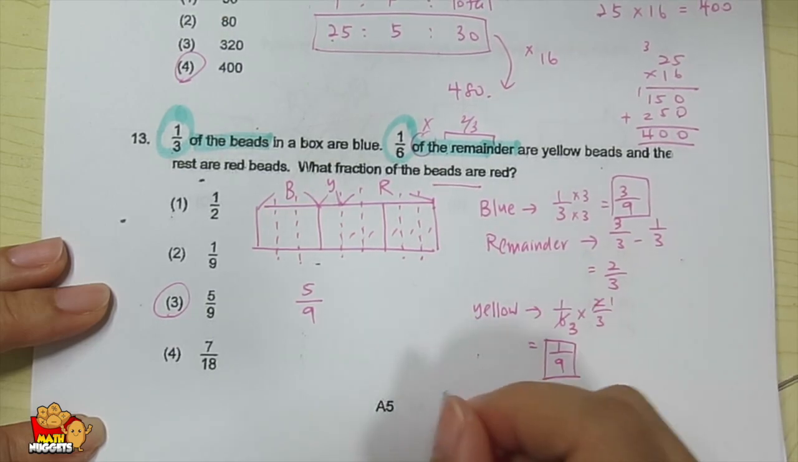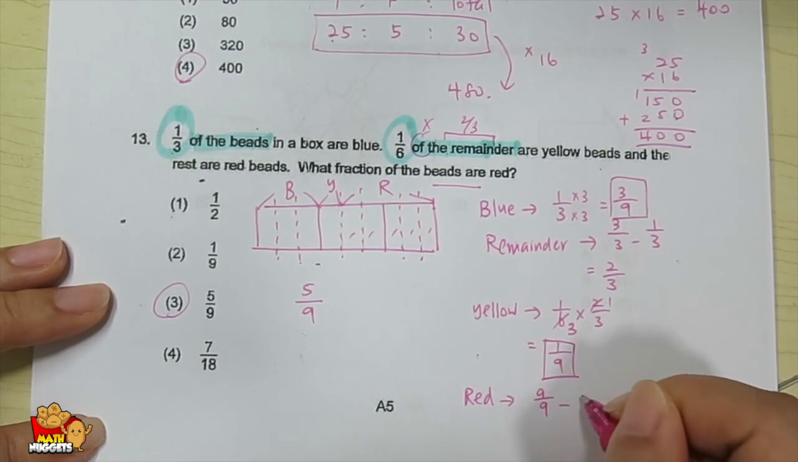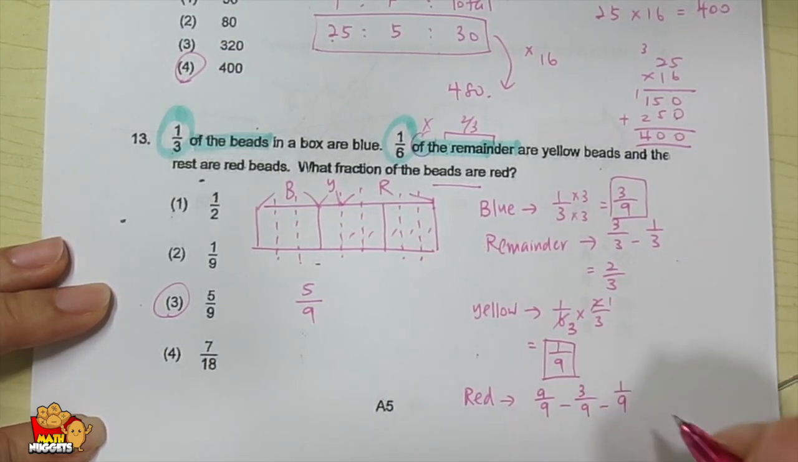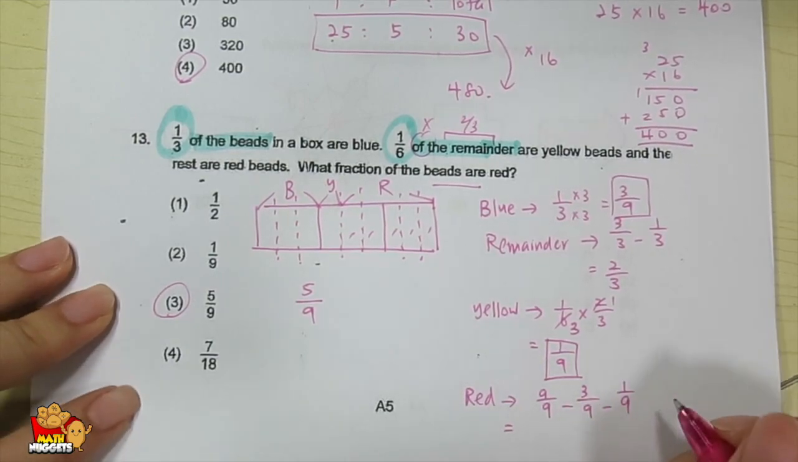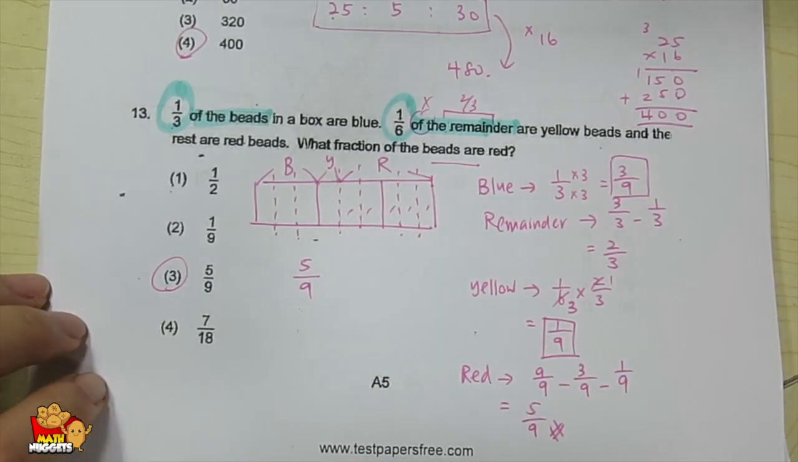So in that case, in order to find my red, I need to take 9 out of 9, which is the whole thing, minus blue, minus yellow. So 9 minus 3 minus 1, I'm left with 5 out of 9. Option 3.